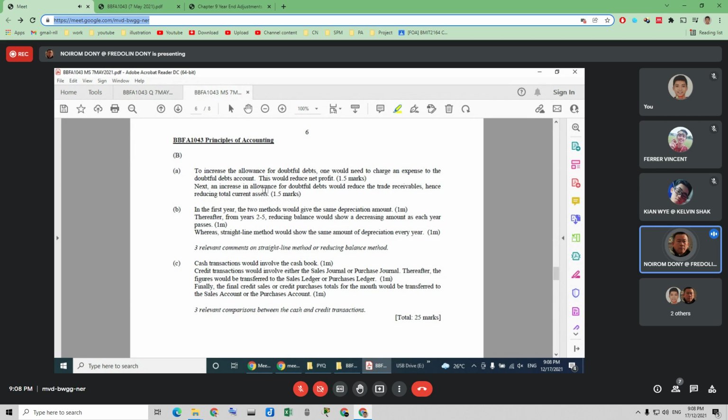An increase of allowance for doubtful debts will reduce the trade receivable, hence reducing current asset. So all about effect, isn't it? If we have an increase in allowance, that would increase the expenses. So therefore, it would reduce the net profit.